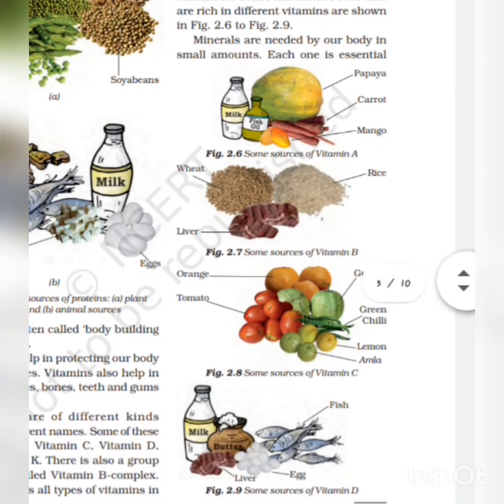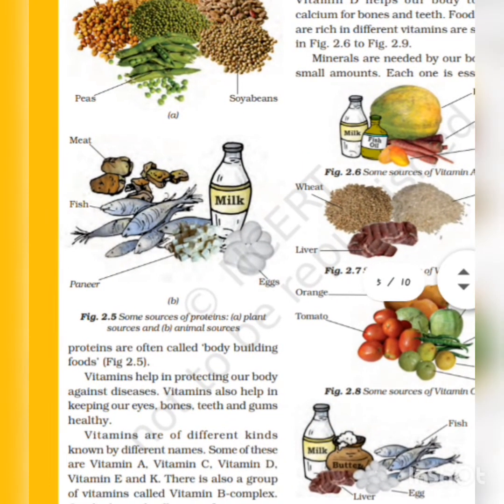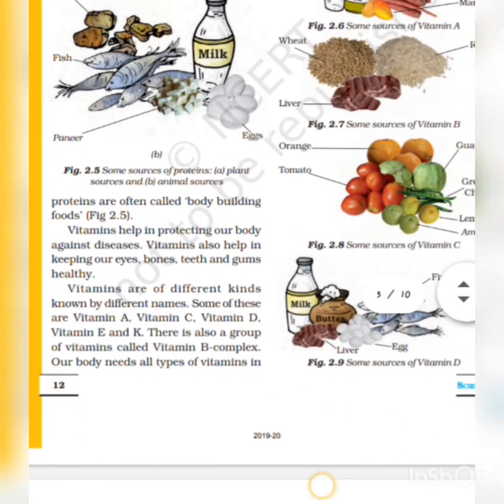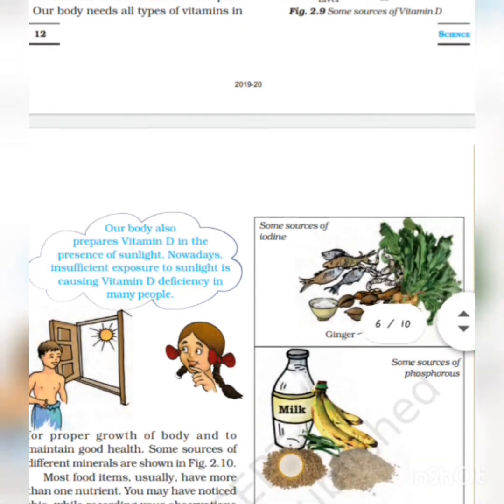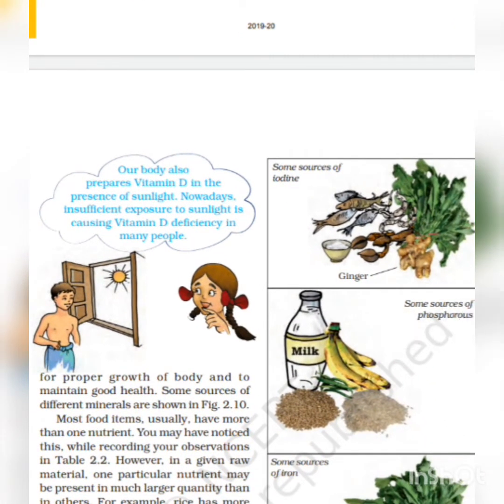Okay. Minerals are needed by our body in small amounts. Minerals are also needed in small amounts, but they are needed. Protein is called bodybuilding, we learnt about it. Vitamin B complex and all, here it is given. So yeah. Now we will read about dietary fibers.